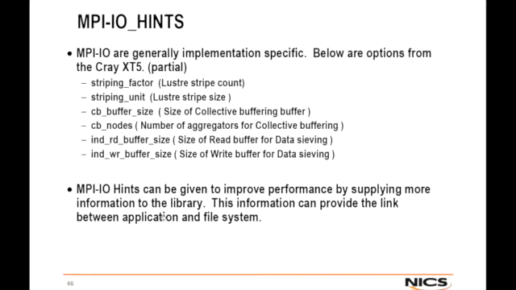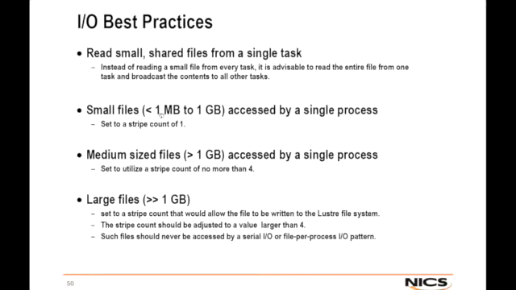Here are some of the most important options for the Cray XT5 Kraken. But what I really want you guys to see is the specifics I use. So very briefly, reading small shared files from a single task, totally the way to go. If you have a small file, so you're not going to have to communicate a large amount of data, go ahead and read it and broadcast it, because the communication network on Kraken or any supercomputer is going to be much faster than the I/O network.